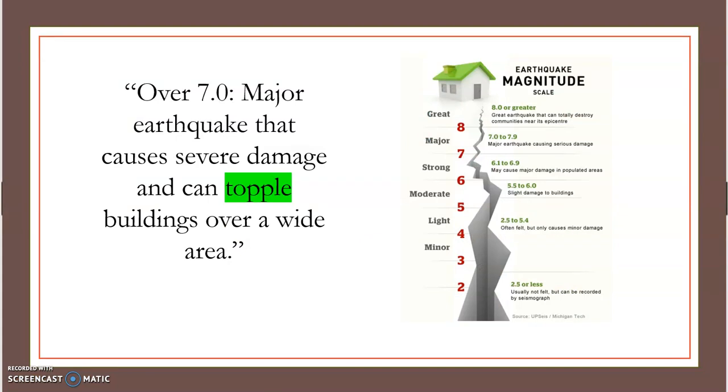The next word we want to talk about is topple. And this is a section of the text, again, that was taken from Shattering Earthquakes. This was the part of the text where they had that chart describing the different measurements on the Richter scale. This one, for example, was referring to an earthquake that was over a 7.0. And this was its description. This is a major earthquake that causes severe damage and can topple buildings over a wide area. So now we're going to focus on that word topple.